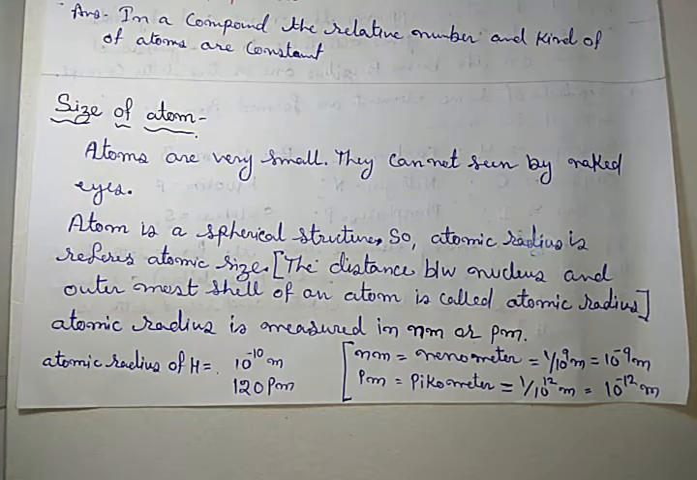In yesterday's class we discussed the laws of chemical combination. That was the law of conservation of mass and the second was the law of constant proportion. And after that we discussed Dalton's atomic theory. Okay. Now in today's class I am discussing the properties of atom.